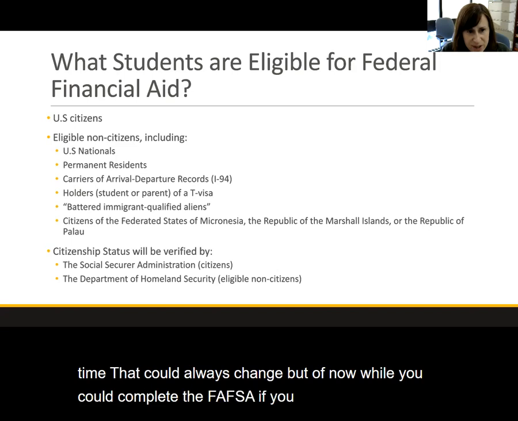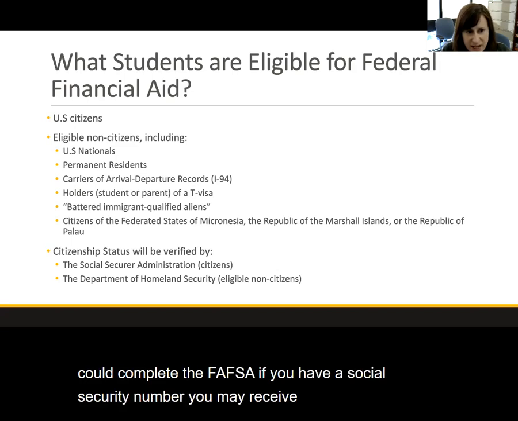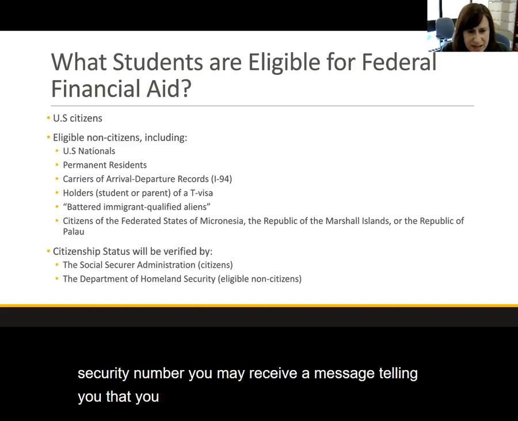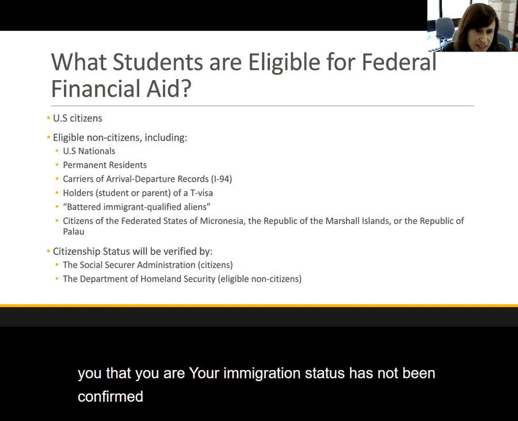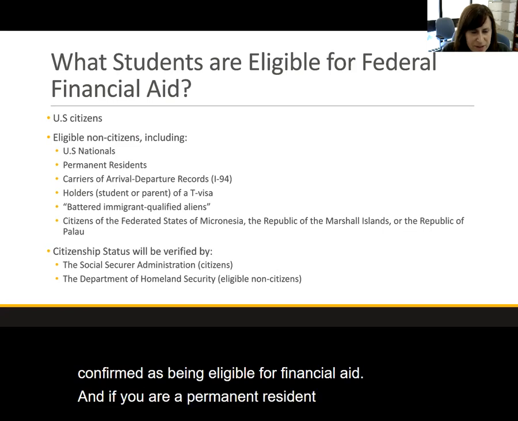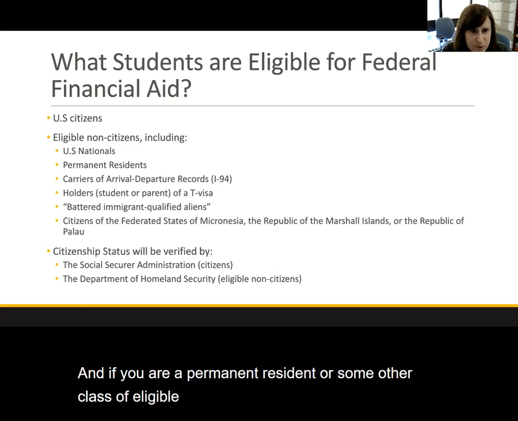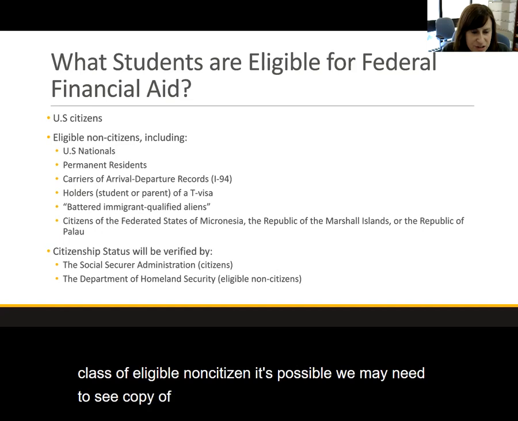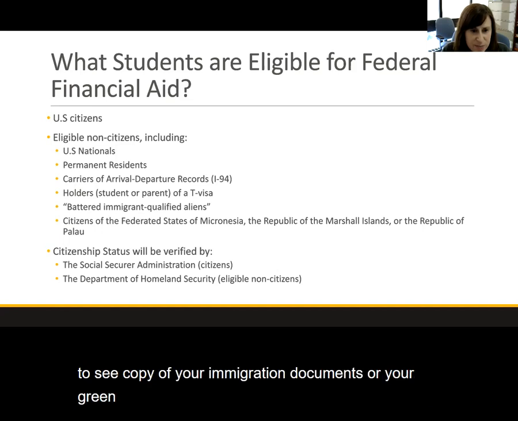social security number, you may receive a message telling you that your immigration status has not been confirmed as being eligible for financial aid. And if you are a permanent resident or some other class of eligible non-citizen, it's possible we may need to see a copy of your immigration documents or your green card, so keep those handy in case we ask for them later.